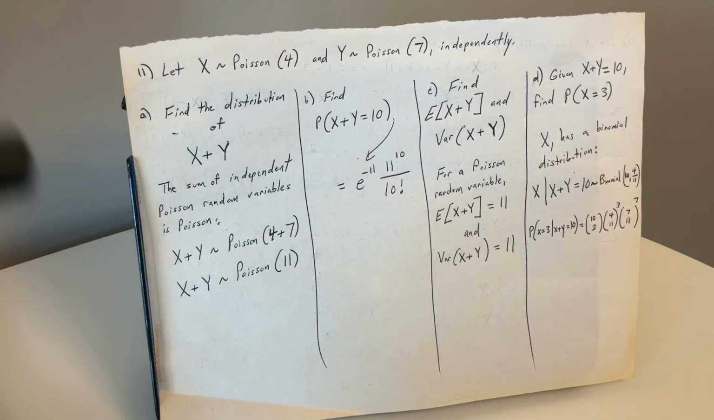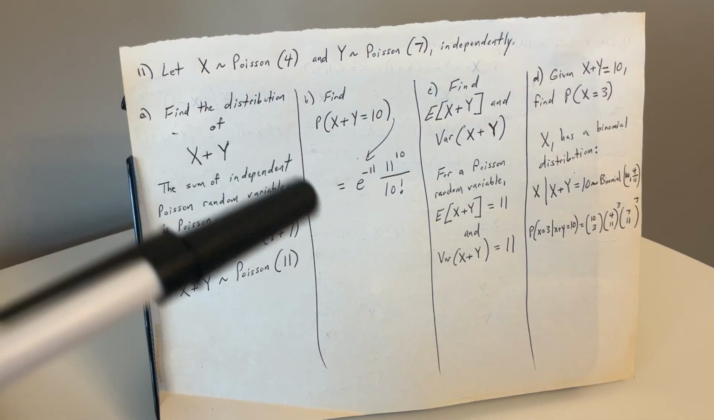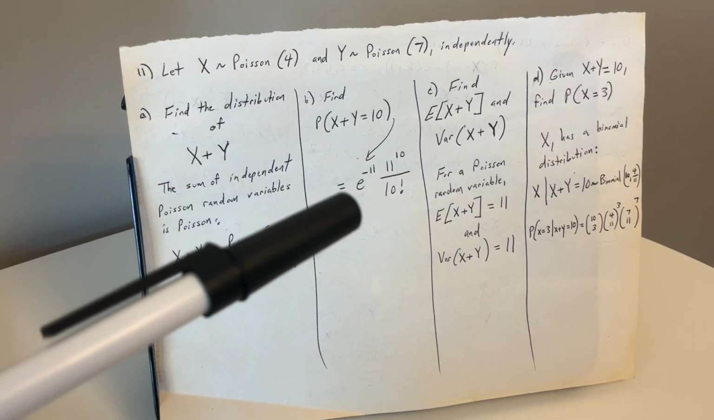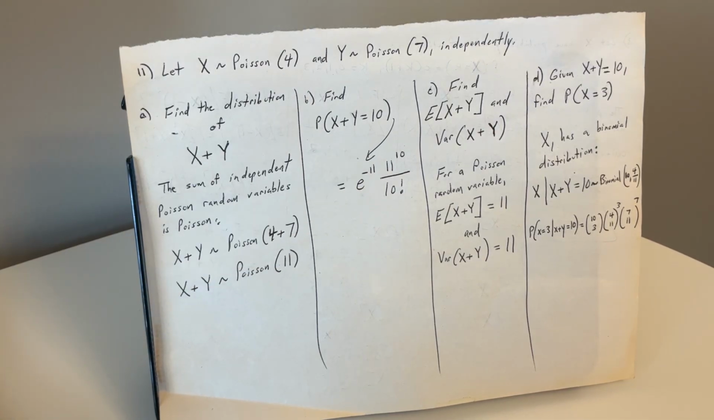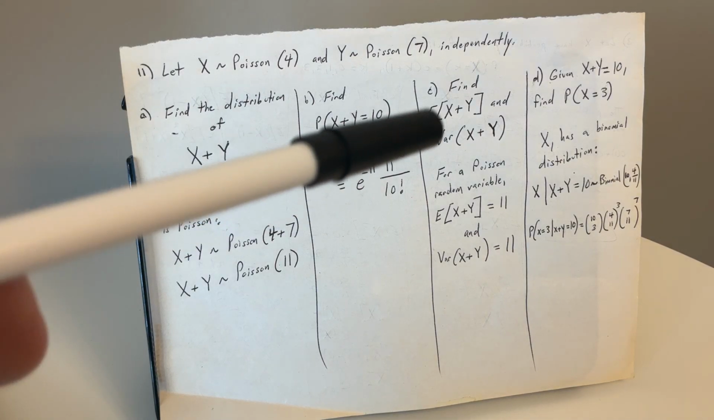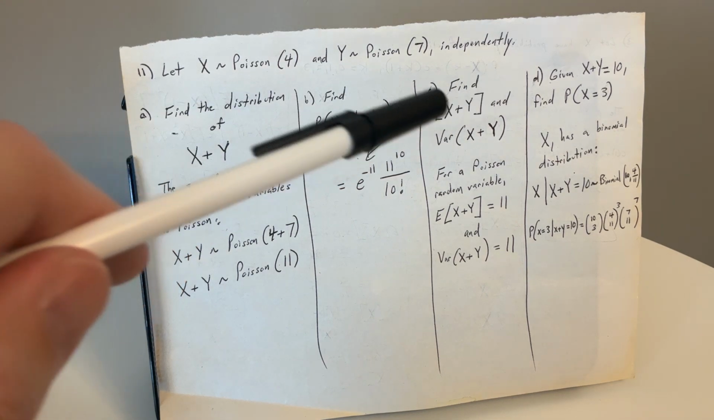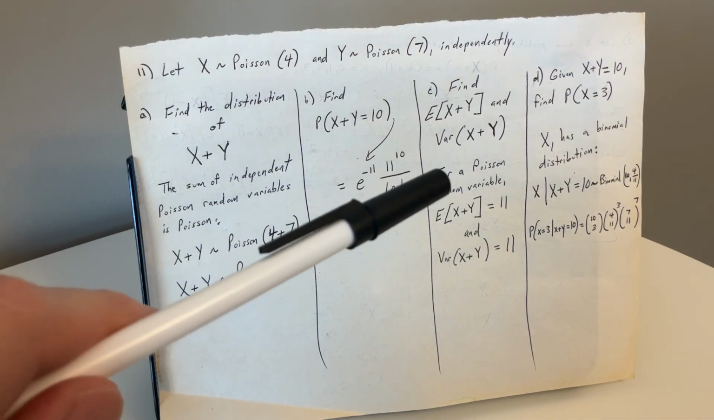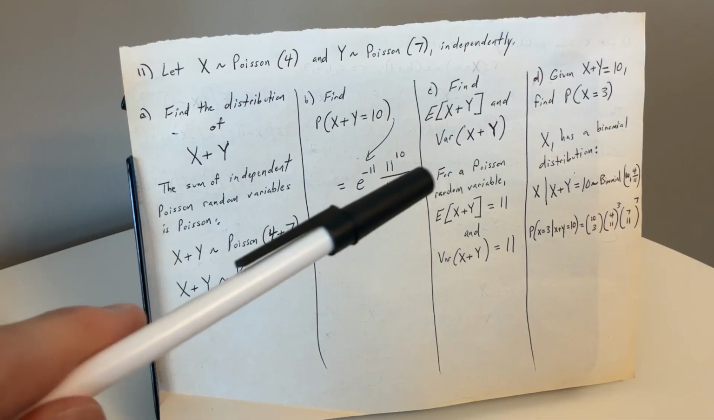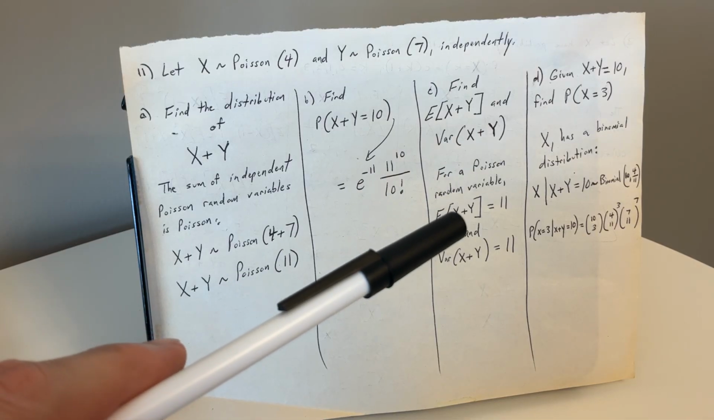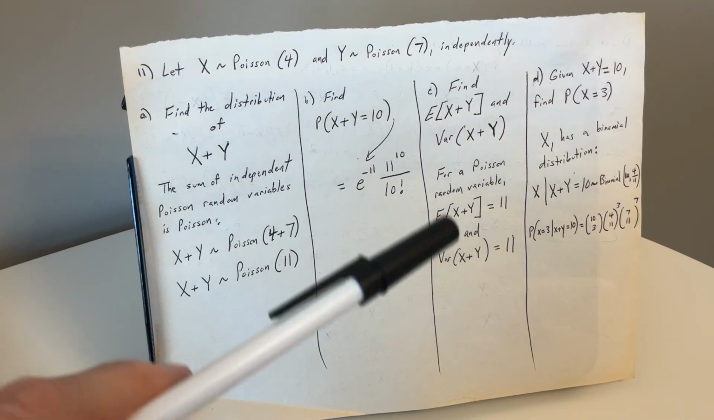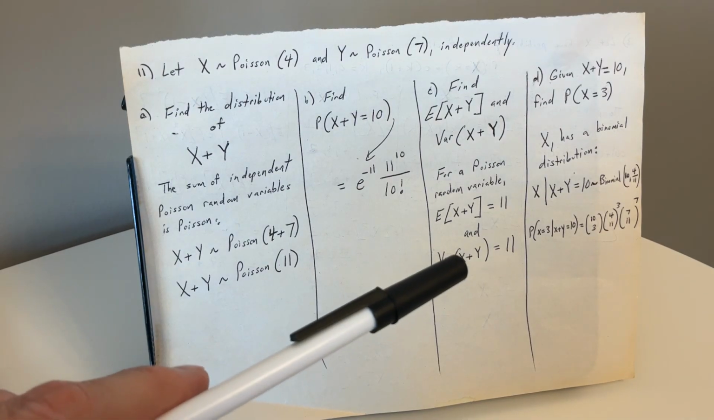So we would use the formula. I didn't write it down, but you might be familiar with this, or you could look it up. This would just be e to the negative 11 times 11 to the 10th over 10 factorial. That's just a formula we're applying. Part C, find the expected value and the variance of x plus y. For a Poisson random variable, the expected value of x plus y is just going to be 11. And in this case, the variance is also going to be 11.